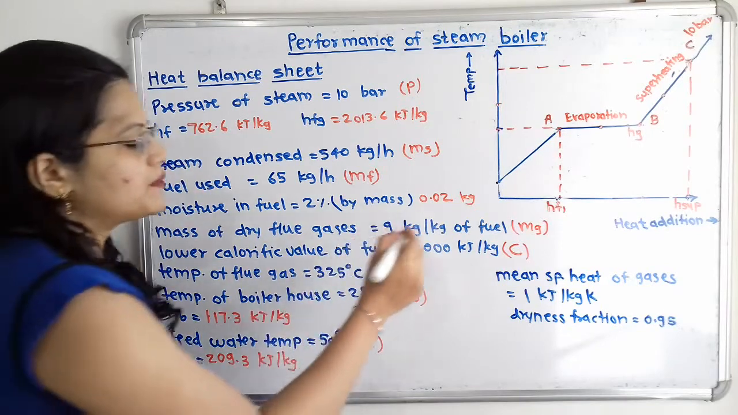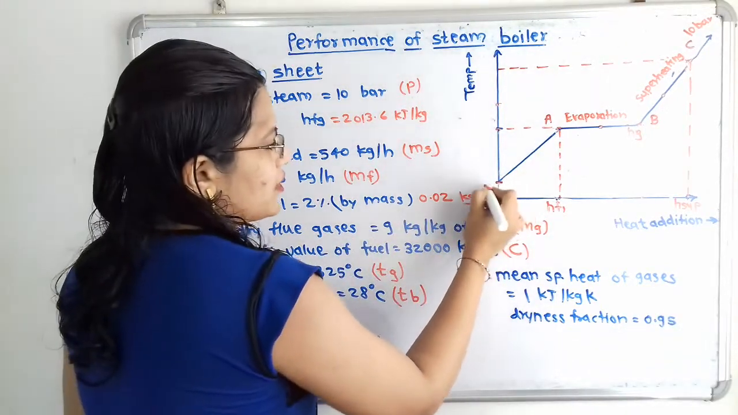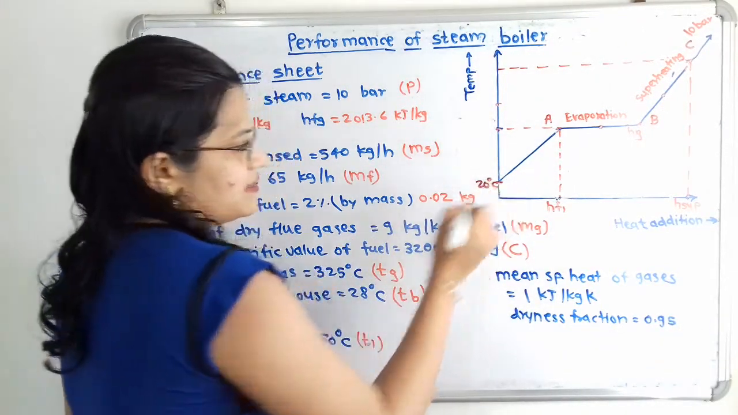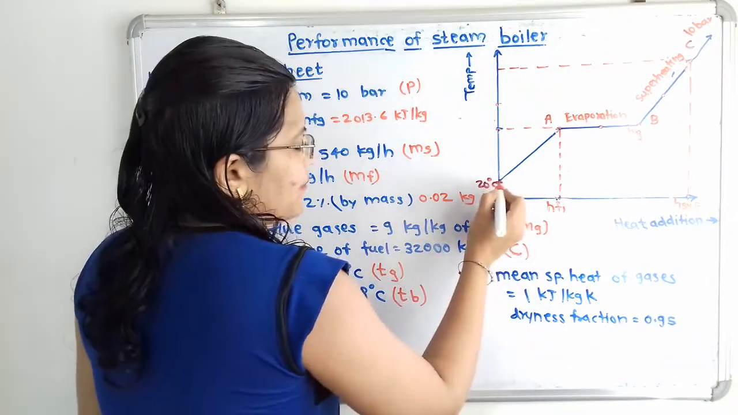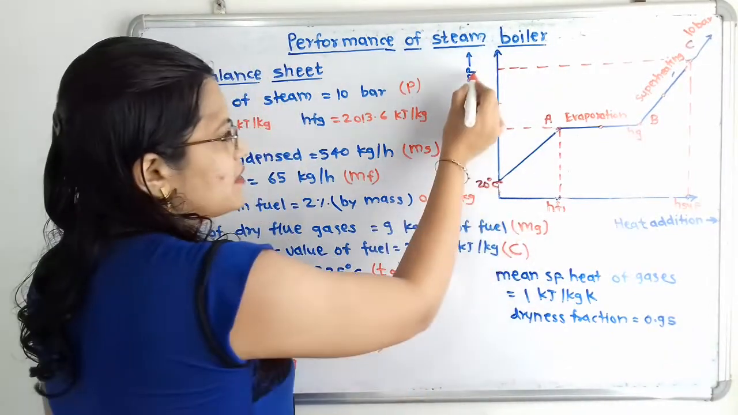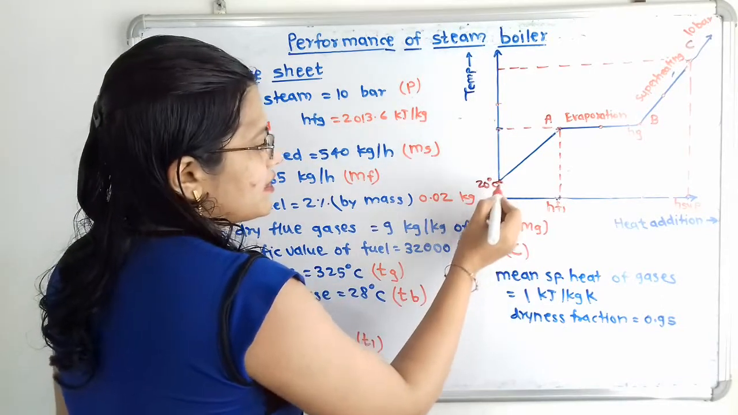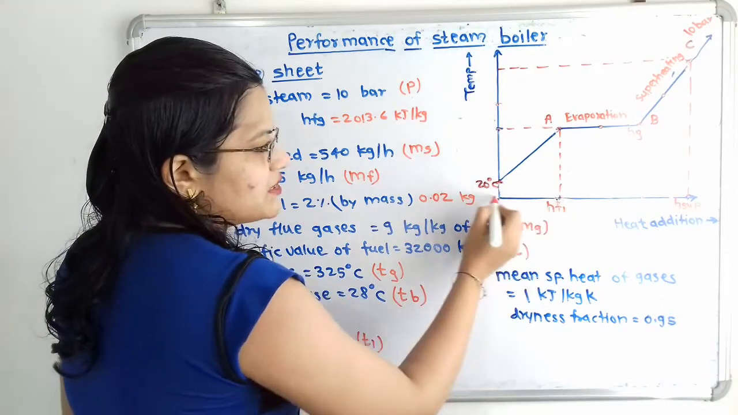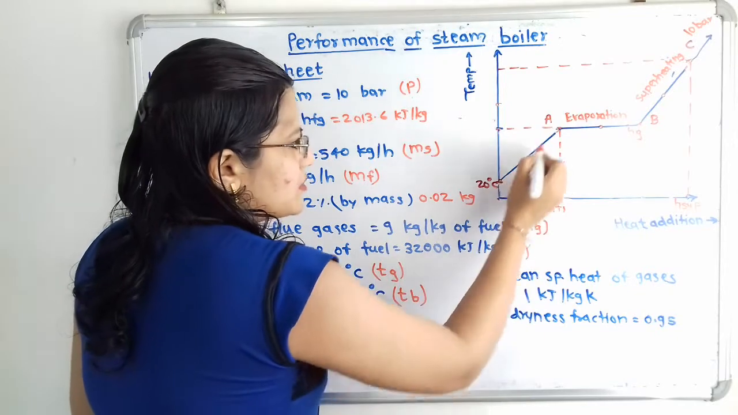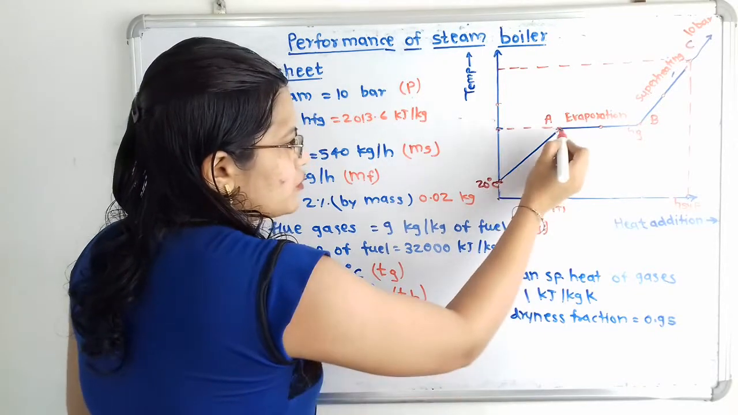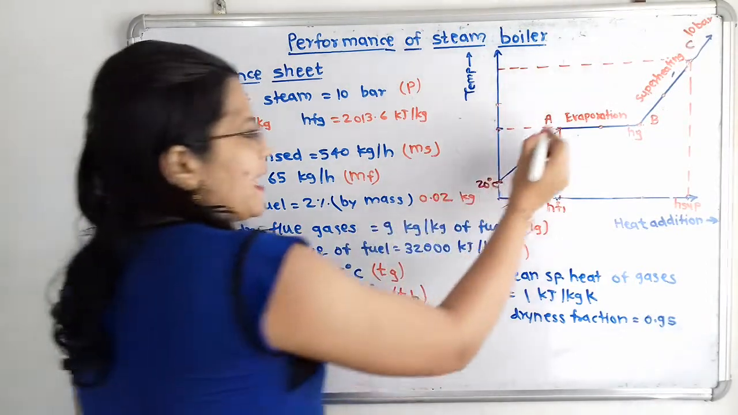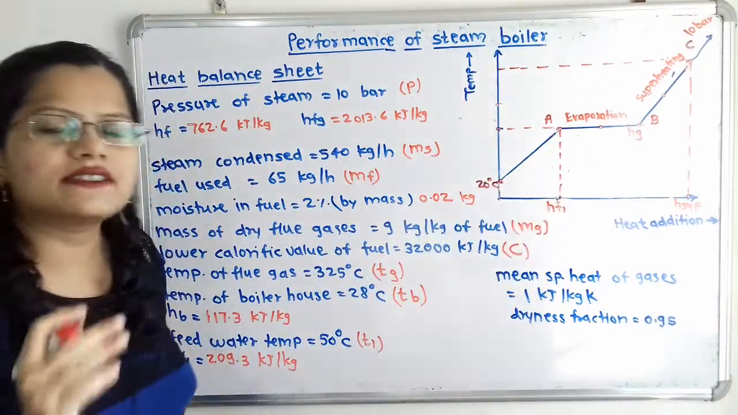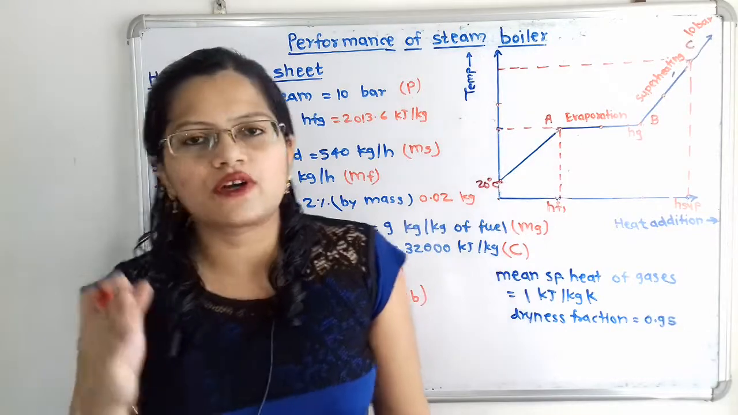Now if we observe, suppose here the water is at 20 degrees Celsius. Then this water is getting heated, and whenever it is heated, its temperature increases. So the heat addition process is taking place and the temperature is also increasing. We will show this process with the help of an inclined line. Now what is happening at point A? Point A is nothing but the saturated water stage.